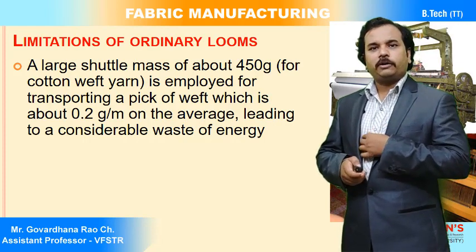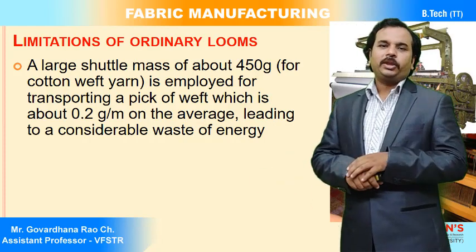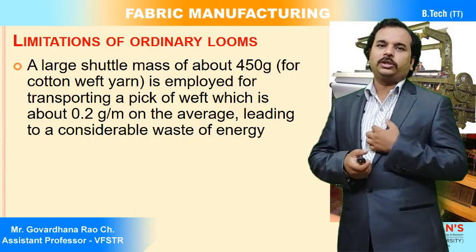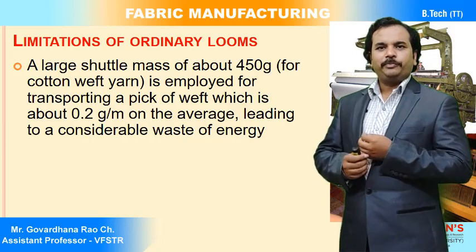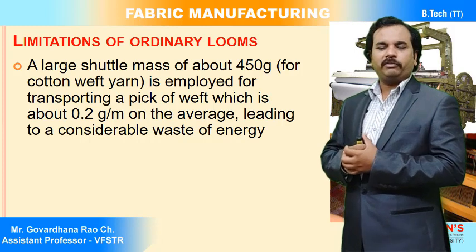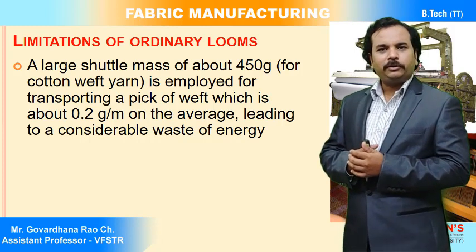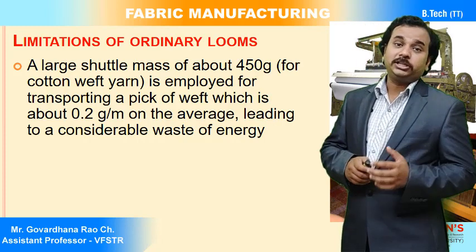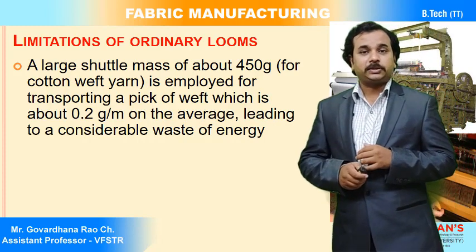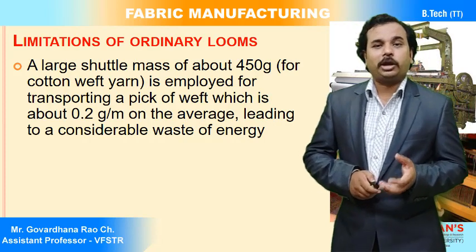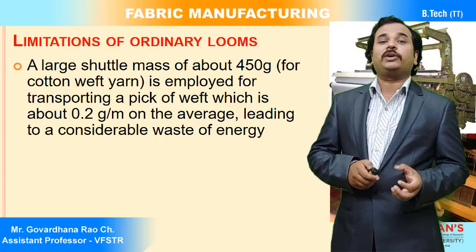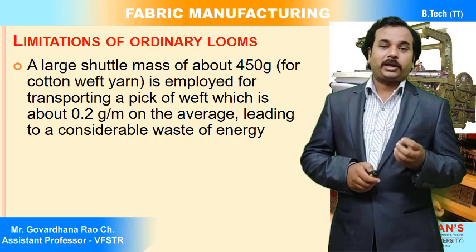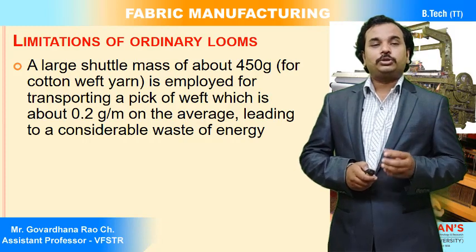So instead of one pick only insertion, there is no choice, we require to transfer the shuttle from one side to the other side. So we are transferring the shuttle through the shed from one side of the loom to the other side of the loom. So more energy is consumed in this particular case. To insert 0.2 grams per meter of the FT, we are transferring 450 grams of weft package including the shuttle.